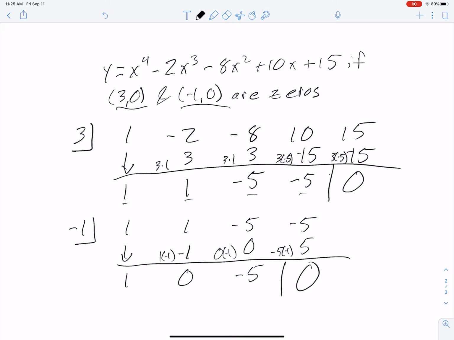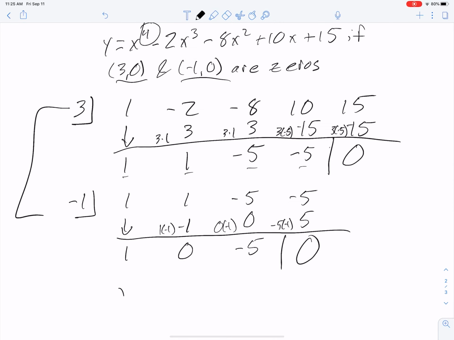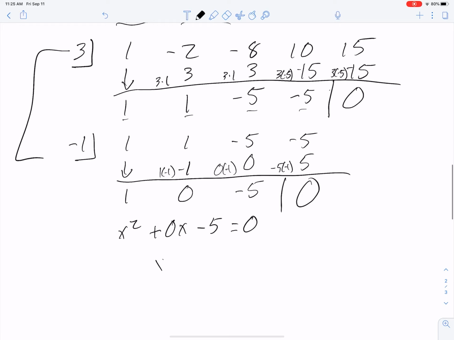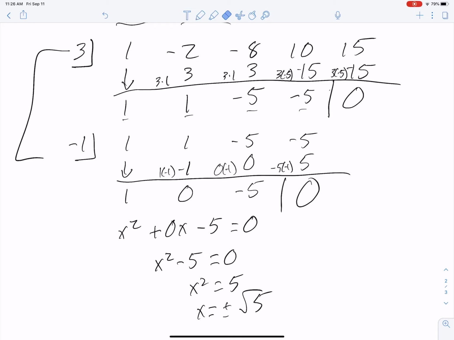Now, since we started with a fourth degree polynomial and we have done synthetic division twice, I know that 1 is the coefficient of x squared, 0 would have been the coefficient for x, and negative 5 would have been my constant. And even though at first glance it doesn't seem like we can really factor this out, it doesn't change the fact that we can solve and find our two remaining zeros, plus or minus root 5. So I know the zeros of my problem: plus or minus root 5, comma 0, 3, comma 0, and negative 1, comma 0.